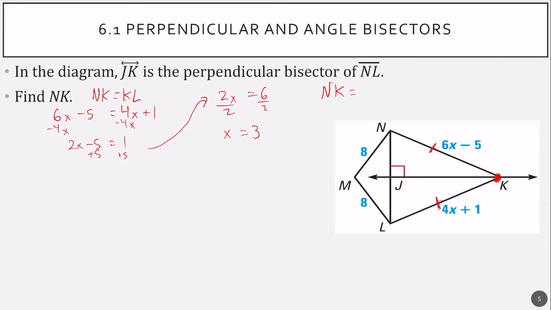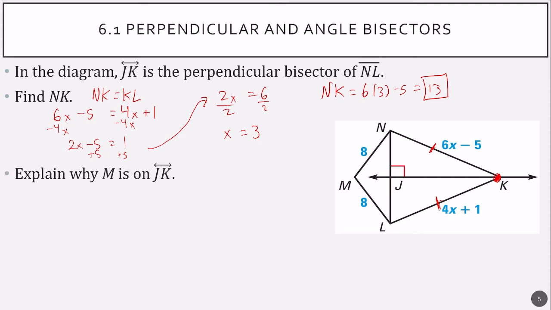NK is 6x minus 5. Well, 6 times 3 is 18, and 18 minus 5 is 13. So NK is 13. And if you're curious, if you plug a 3 into KL, 4 times 3 is 12, plus 1 is also 13.